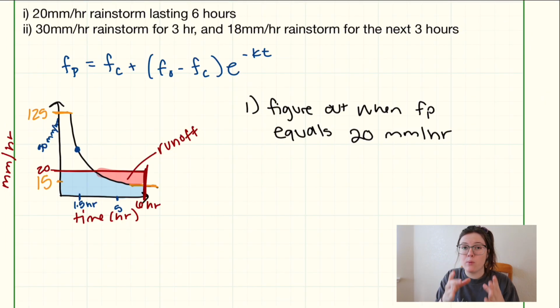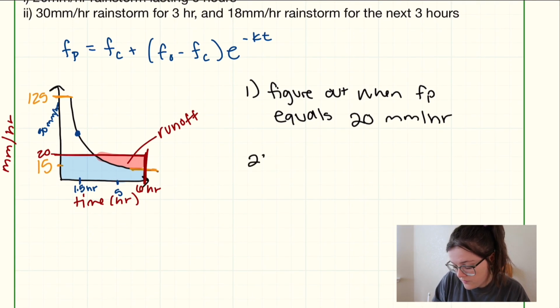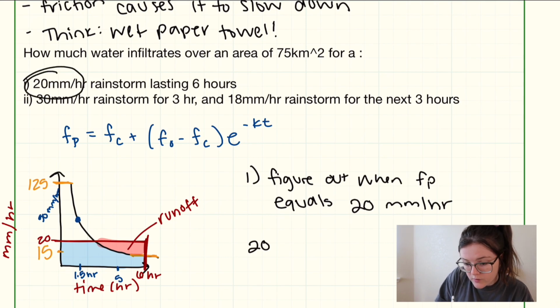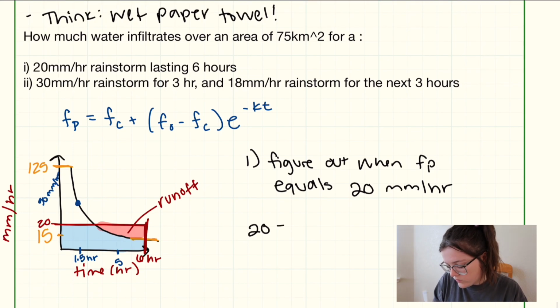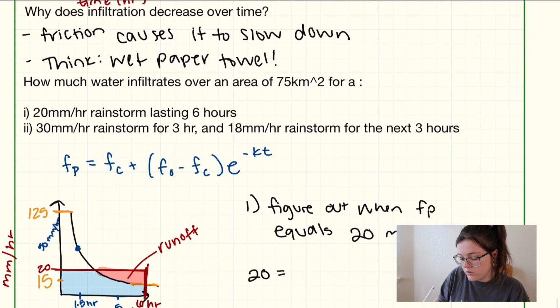Because it is at that point that we're no longer going to be evaluating the area under the rainfall, but we're going to be evaluating the area underneath the Horton curve. So we'll do 20, which is our FP that we get from right here, equals, and then we're going to plug in the values from our equation.